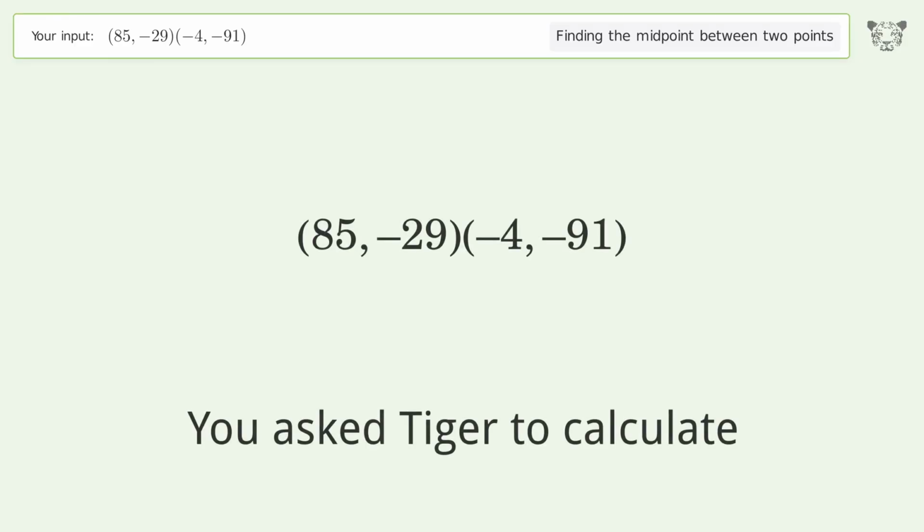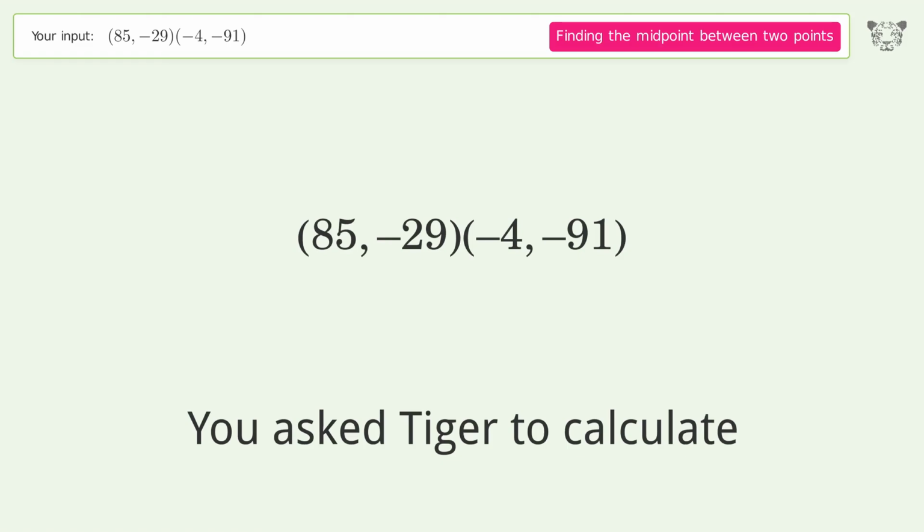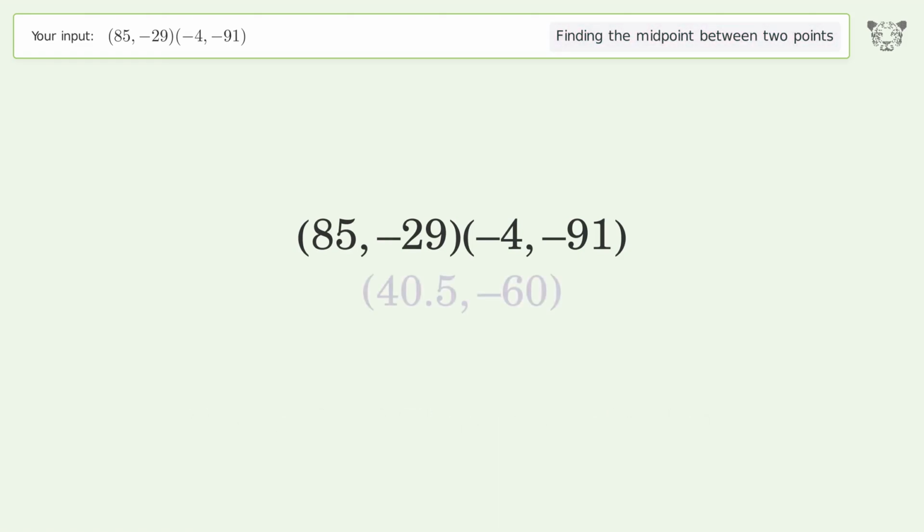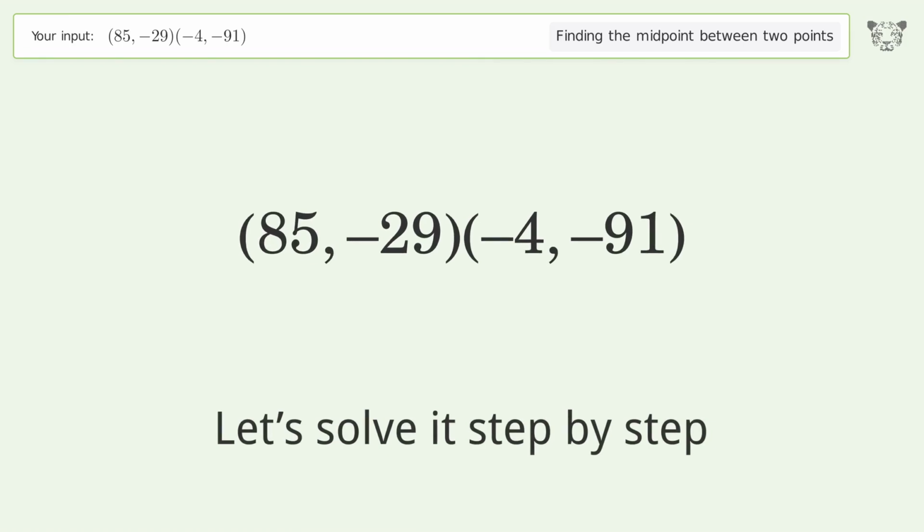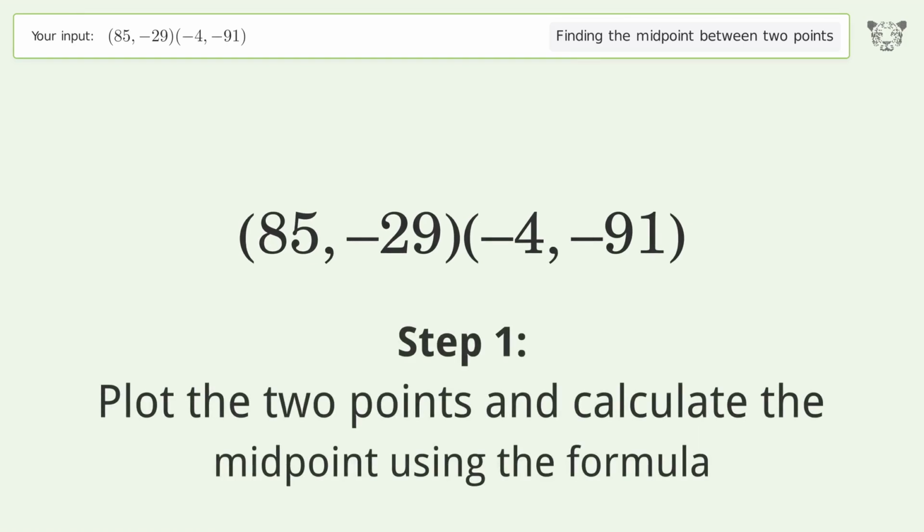You ask Tiger to calculate. This deals with finding the midpoint between 2 points. The midpoint between the 2 points is 40.5, -60. Let's solve it step by step. Plot the 2 points and calculate the midpoint using the formula.